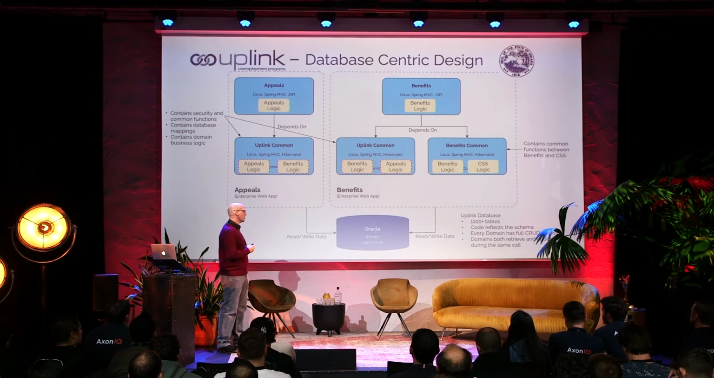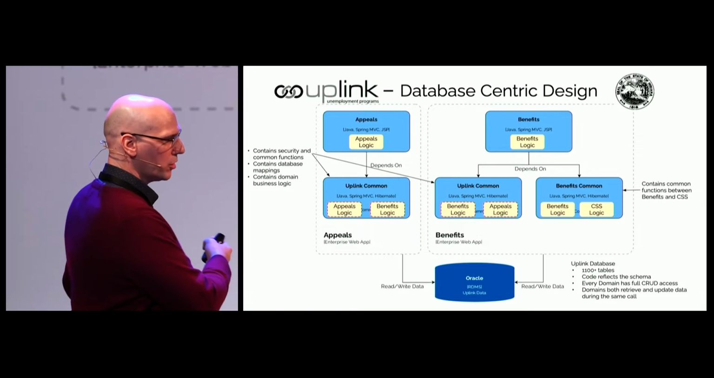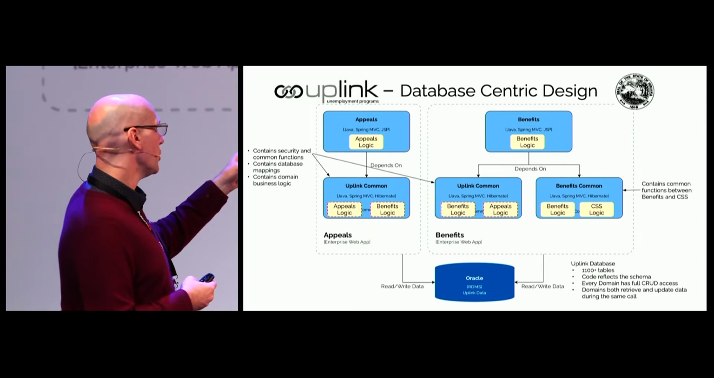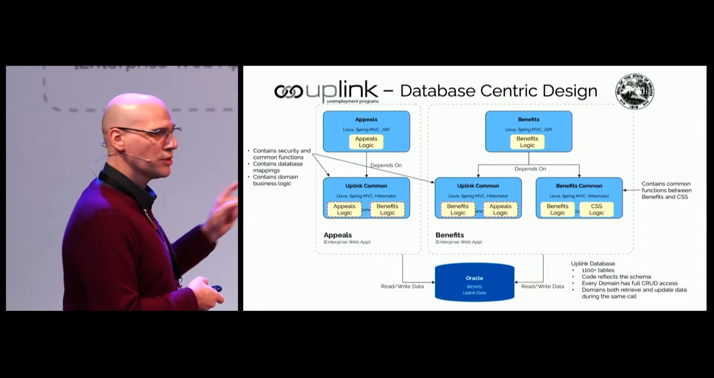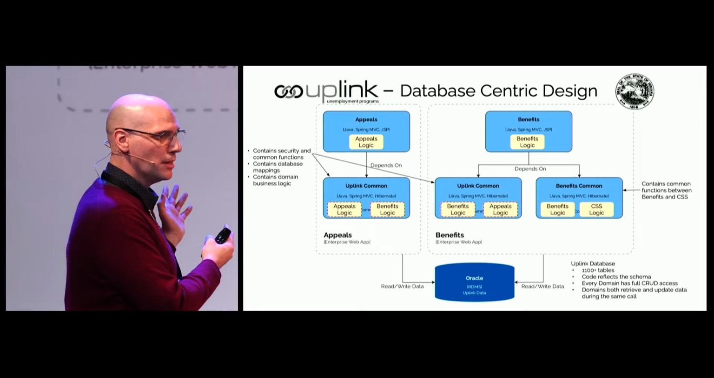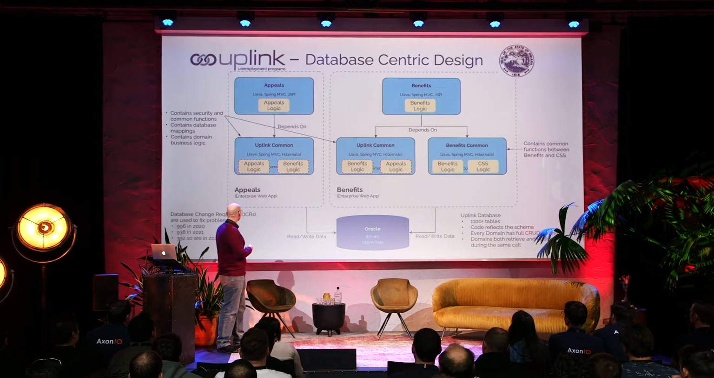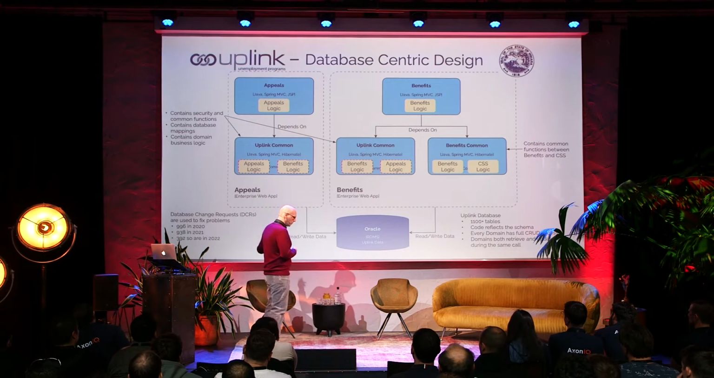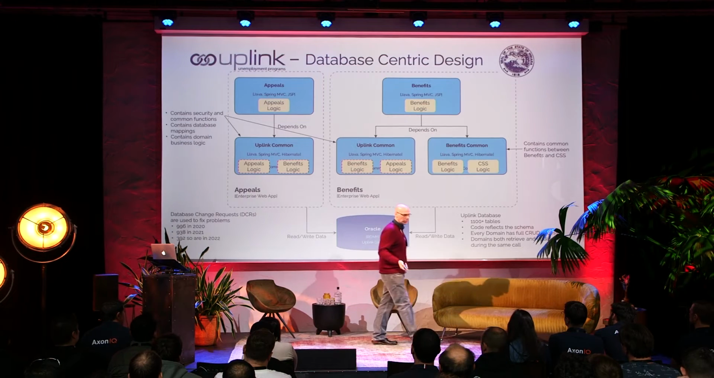And so if you talk to developers, they say, I don't want to work on appeals, I'm a benefits person, but they have no hesitation in actually changing the appeals logic to fix their bug, and may not tell the appeals team that they're doing this. And so you end up with a lot of data integrity issues, and you end up with a lot of what we call database change requests, right?